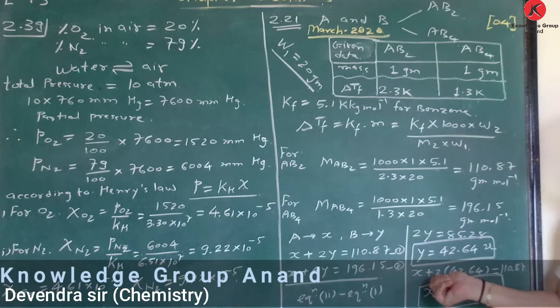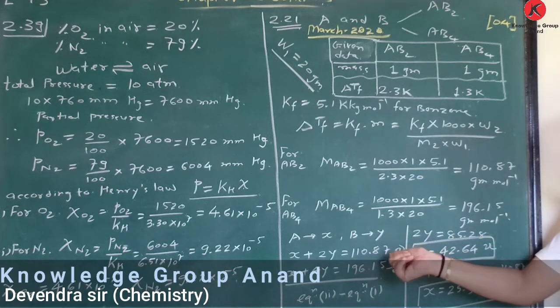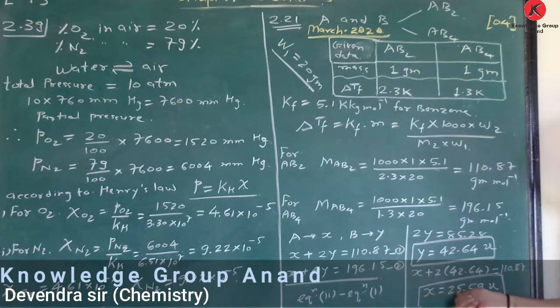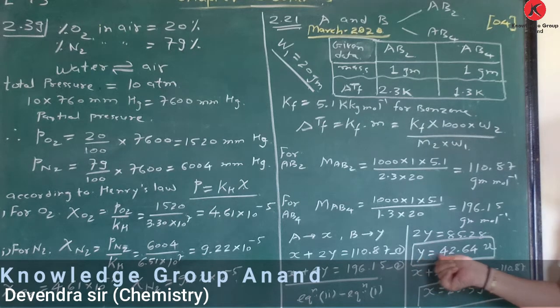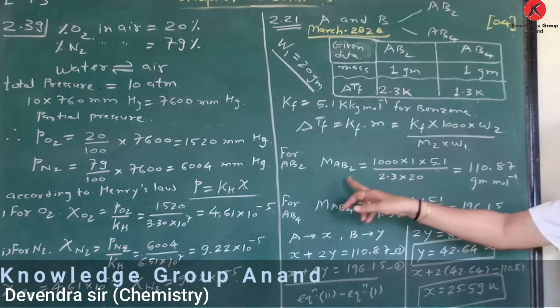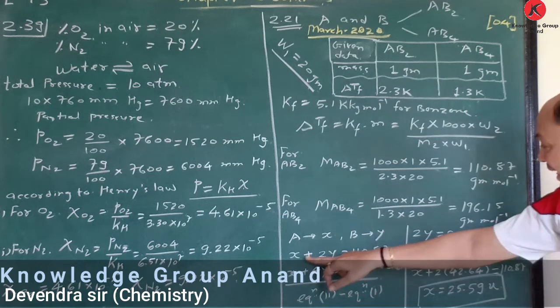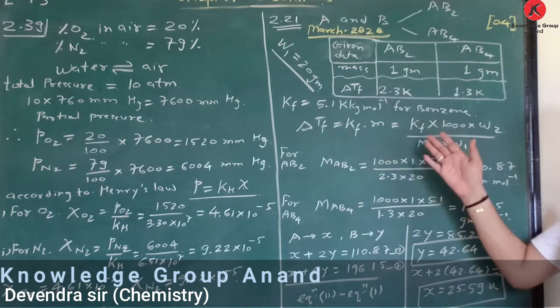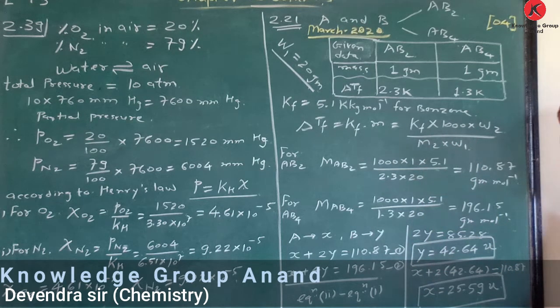And x plus 2, if the value is put in any equation, here this value is put in equation number 1. So x plus 2 into 42.64 is equal to 110.87. So x is equal to 25.59 u. So the correct answer is y equal to 42.64 and x equal to 25.59. And if you want to check whether this answer is correct or not, put the values of x and y in the equation, and if 110.87 is obtained, then your value is correct. So you also check your answer whether it is right or wrong.